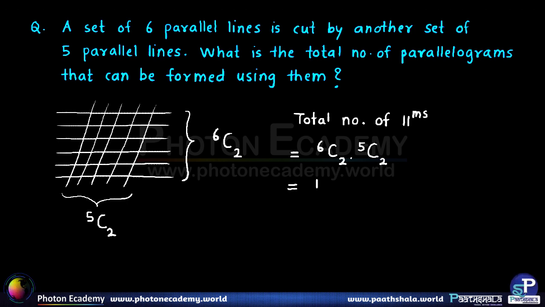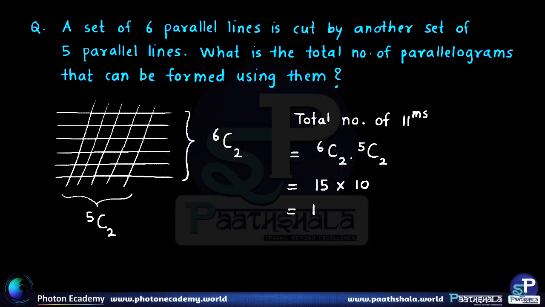So 6C2 is nothing but 15 and 5C2 is nothing but 10. So therefore it turns out to be 150. That's the total number of parallelograms which can be formed using these lines.